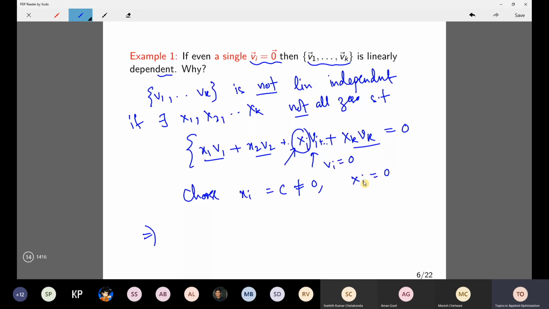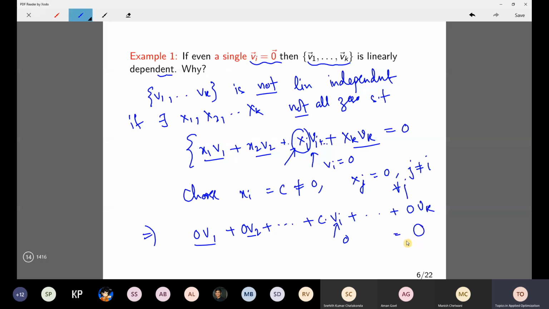Okay, I mean set xj to be 0 for j not equal to i, for all j. So if you do that, then you have 0 times v1 plus 0 times v2 plus dot dot dot plus c times vi plus dot dot dot plus 0 times vk. Now the whole thing is 0 because here vi is 0. So you have produced a combination of the xi scalars such that not all are 0 and still the linear combination is 0.